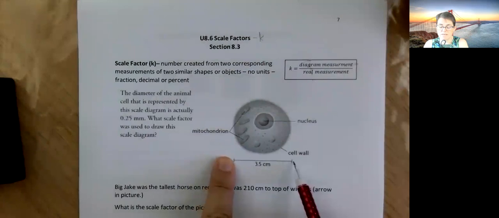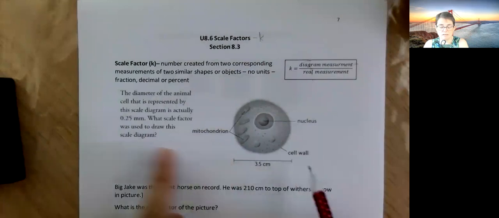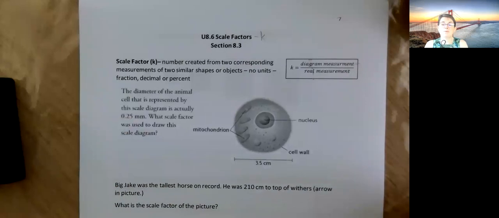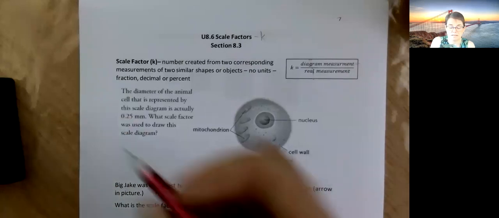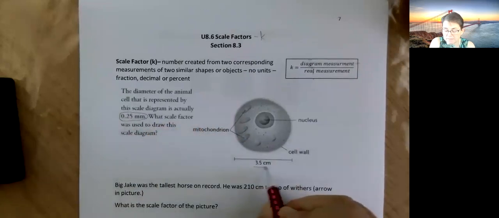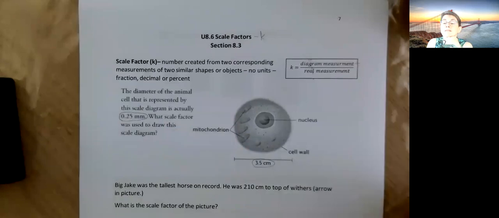The diagram measurement is 3.5 centimeters, and this is 0.25. Oh, sneaky. Watch for this all the time. Look, those units are not the same. And I guess they're making the big assumption that everybody can do a quick conversion.